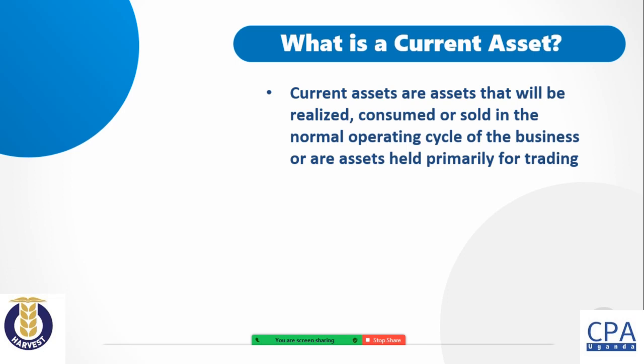And then the current assets, as per the screen, include typically inventories, accounts receivables, trade receivables, prepayments, cash, bank. All those are current assets.